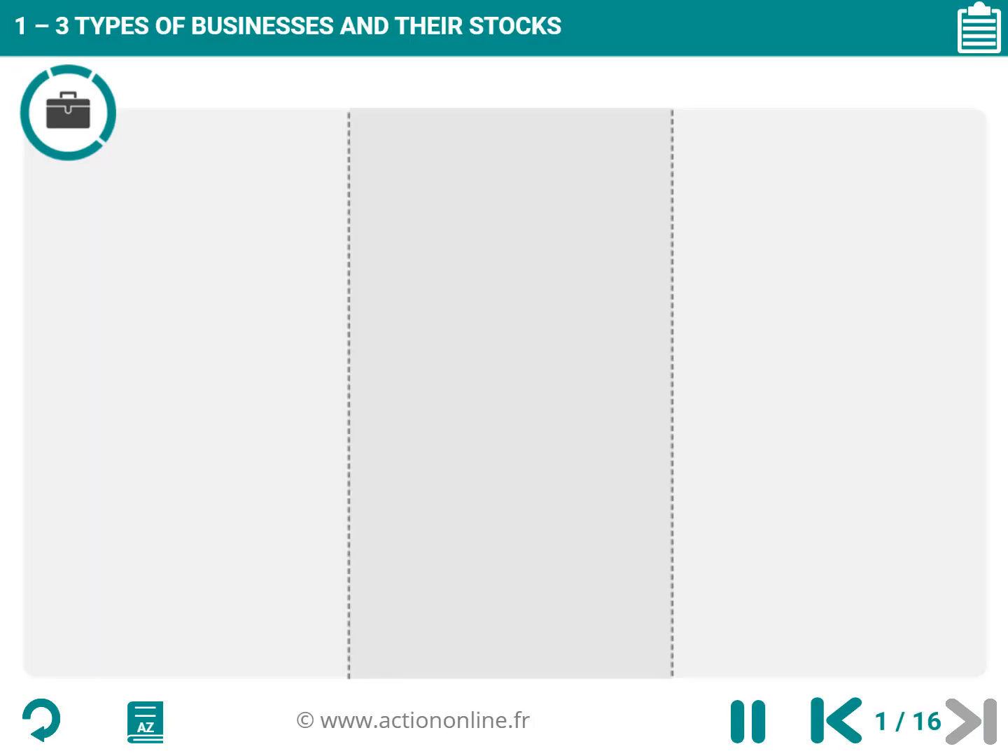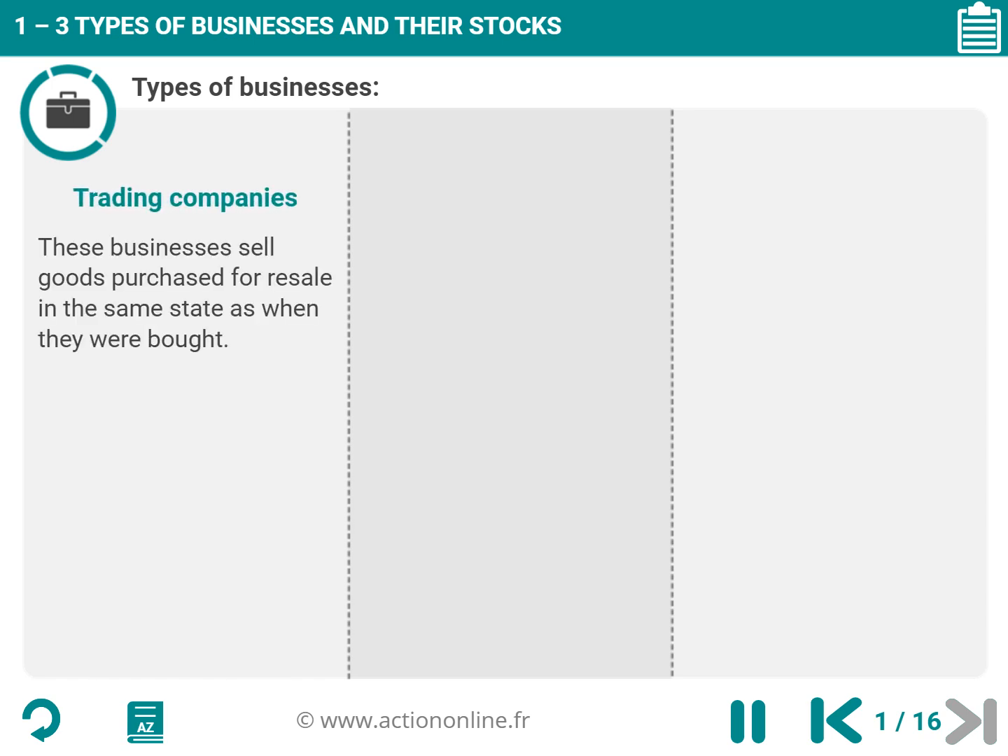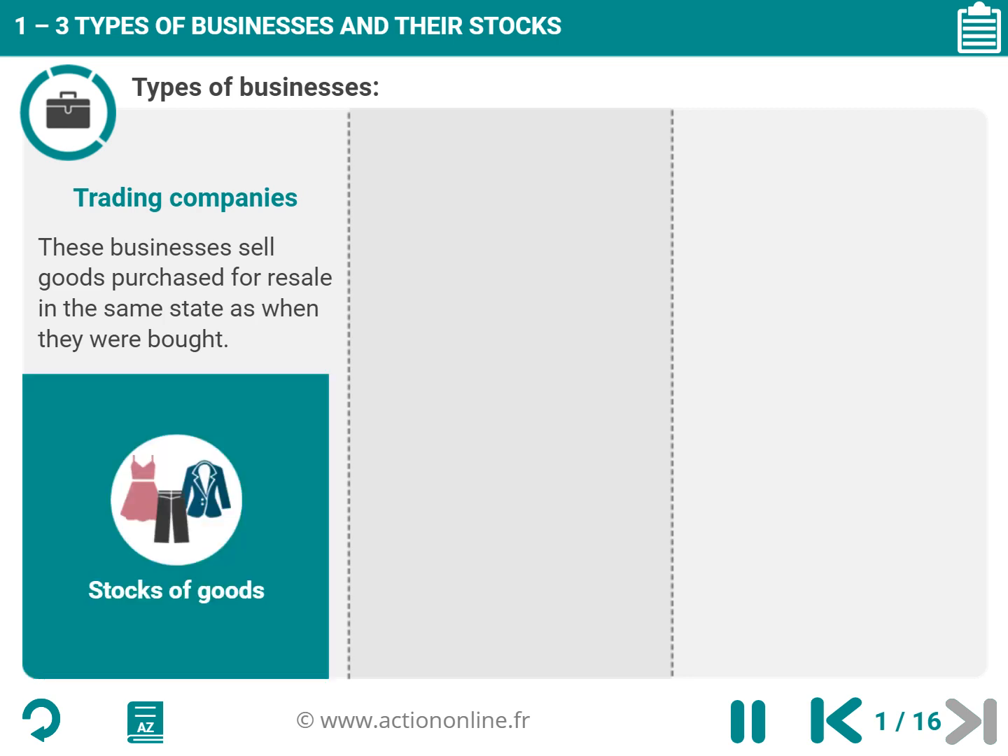In this chapter, we are going to analyse companies' stock or inventory. To do this, we have to distinguish the various types of business. Firstly, trading companies. These businesses sell goods purchased for resale in the same state as when they were bought. These goods go into stock awaiting sale.